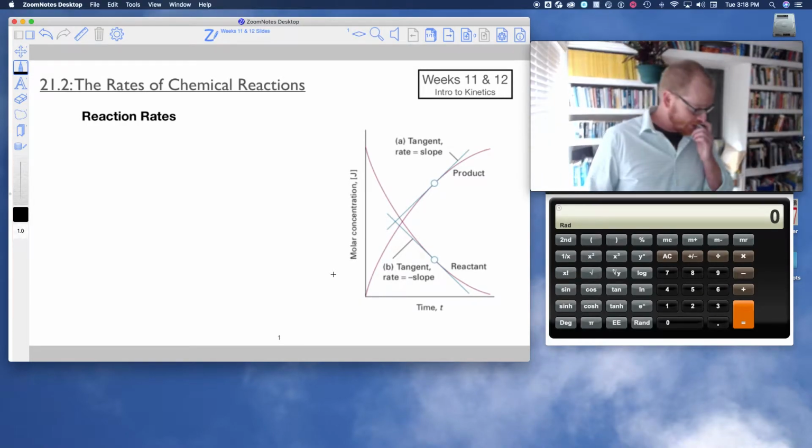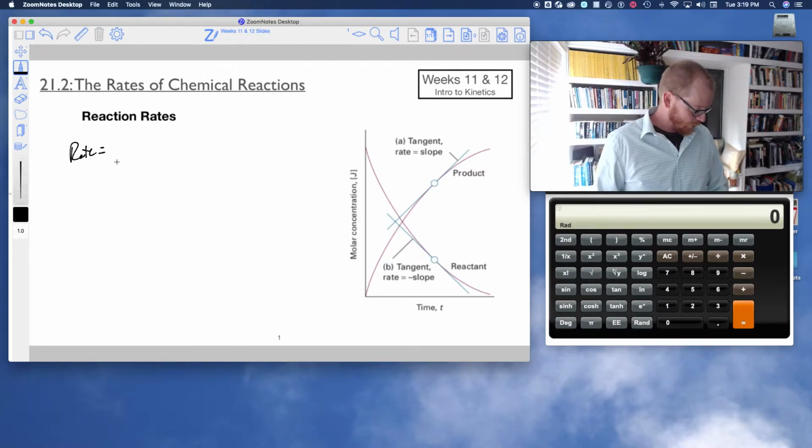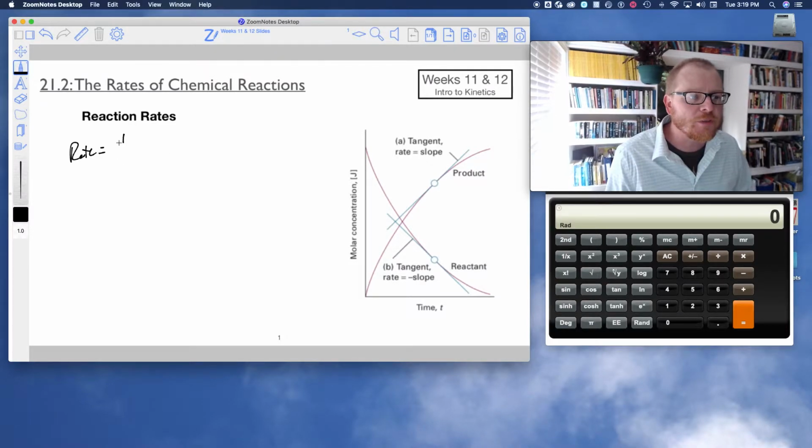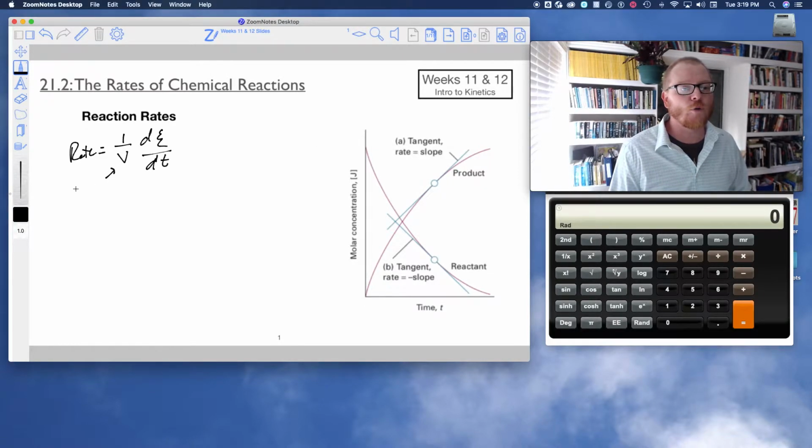So the first thing that I want to discuss is reaction rates. Okay. And so we're going to define the reaction rate. Let me get a thicker color there. There we go. So I'm going to say rate equals. I'm going to first do this in terms of all of the very correct physical chemistry terminologies, and then we'll put it into terms that we're more familiar with. So by definition, the rate of a reaction is 1 over the volume of the system times dξ/dt.